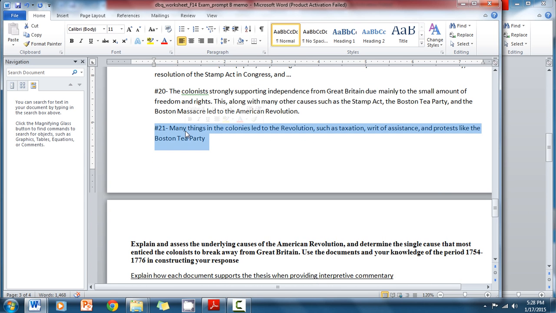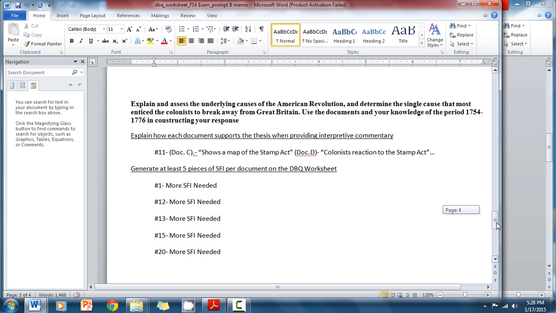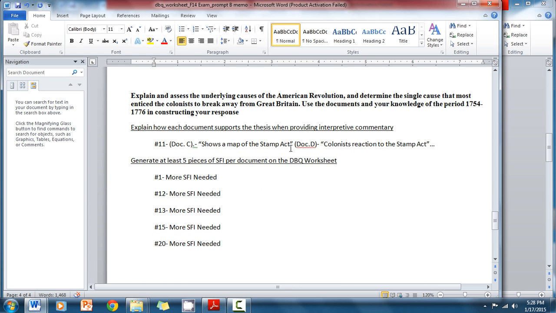Student number 21: many things in the colonies led to the Revolution, such as taxation, writs of assistance, and protests like the Boston Tea Party. Okay, so what was the single cause that most enticed the colonists to break away? That's not evident here in your thesis. And the only other piece of feedback I have is to make sure you explain how each document supports the thesis when providing interpretive commentary.